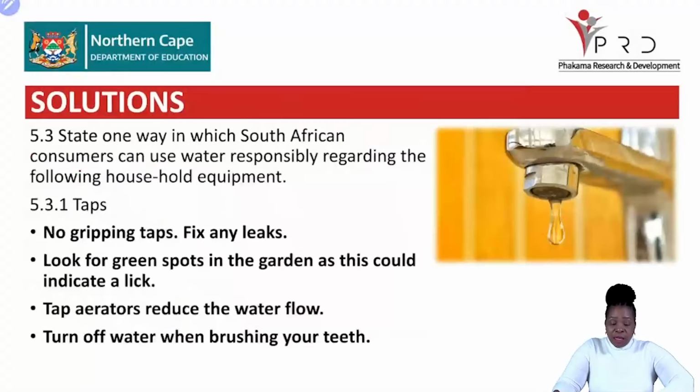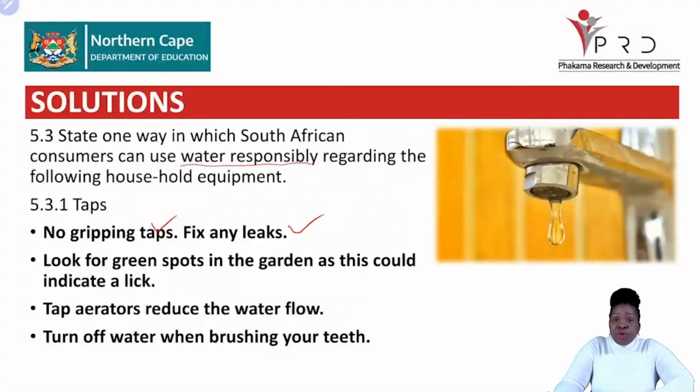Right, welcome back, learners. So we'll start with 5.3.1, which is taps. How do we save water, or how can we use water responsibly when we are using taps at home? Make sure the taps are not dripping, right? Always fix any leak. So if a tap is leaking, then make sure you attend to the leak immediately.